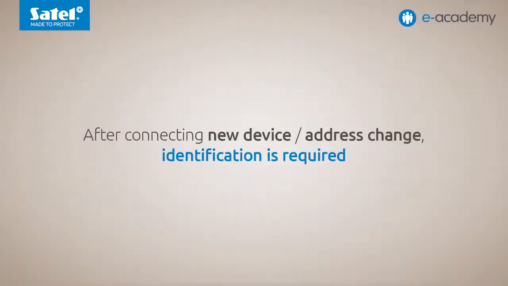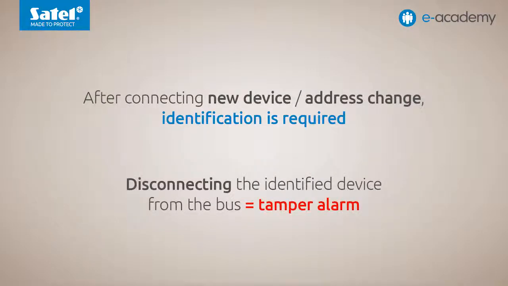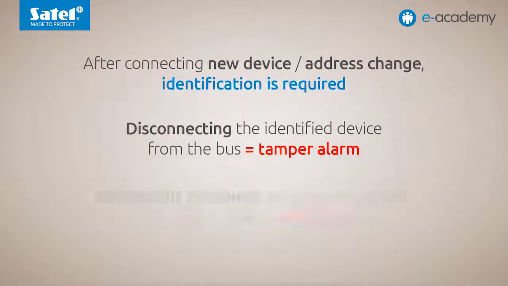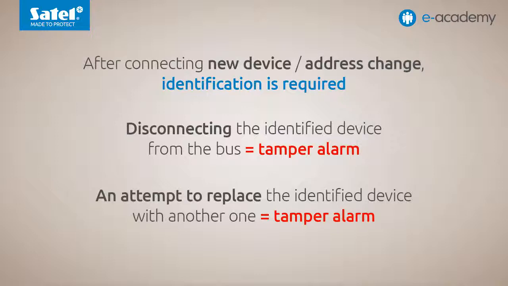Important notes: the identification function must be run each time a new device is connected to the bus or an address is changed in the device connected to the bus. Disconnecting the identified devices from the communication bus will trigger a tamper alarm. An attempt to replace the identified device with another one having the same address will trigger a tamper alarm.